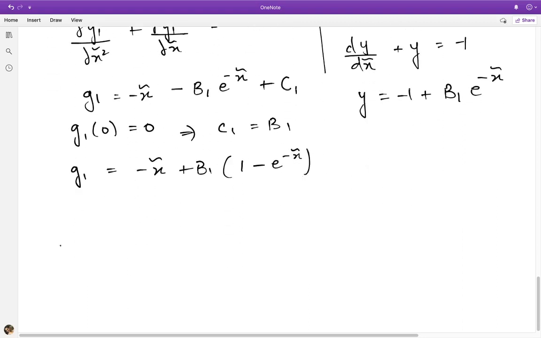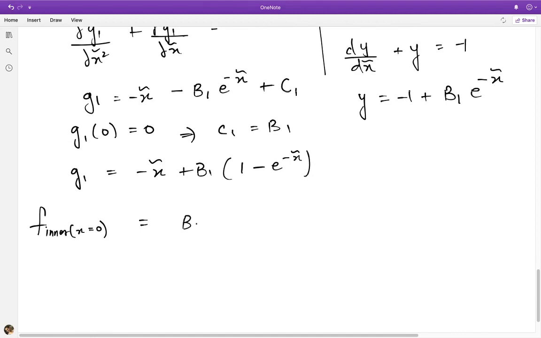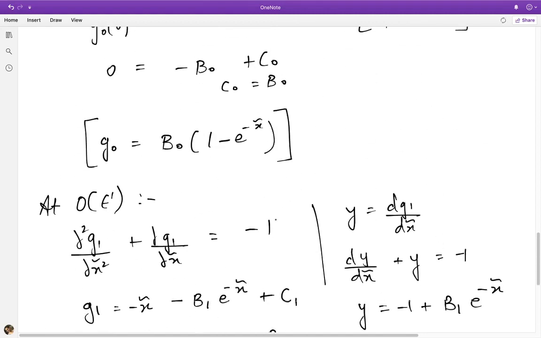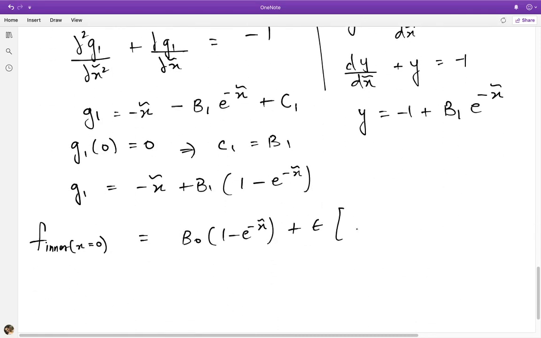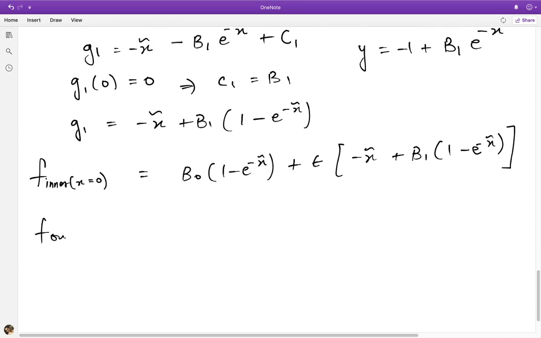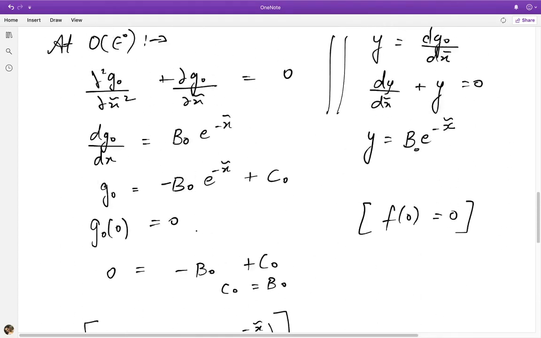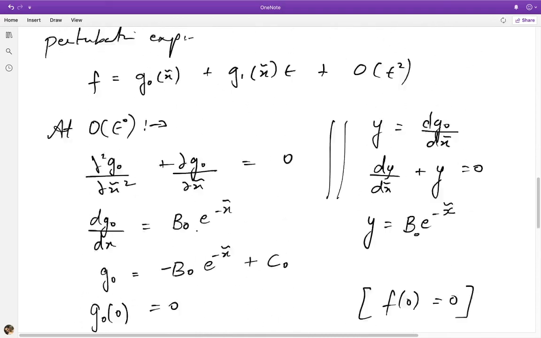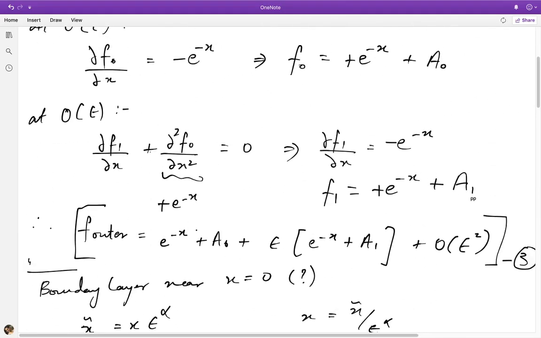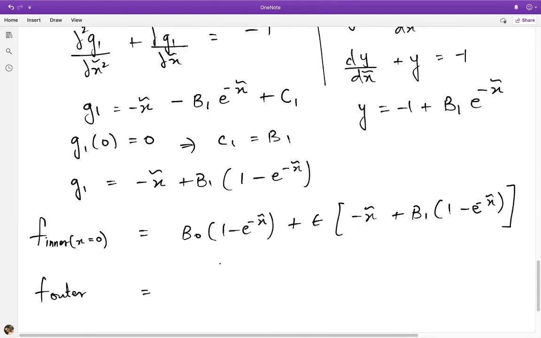Right, so now having obtained this, I can write my solution, the x inner solution, of course near x equal to 0, as b naught into 1 minus e to the minus x tilde plus epsilon times minus x tilde plus b1 into 1 minus e to the minus x tilde. And then I have my outer solution, which we obtained right at the beginning, is just the following: e to the minus x plus a constant.